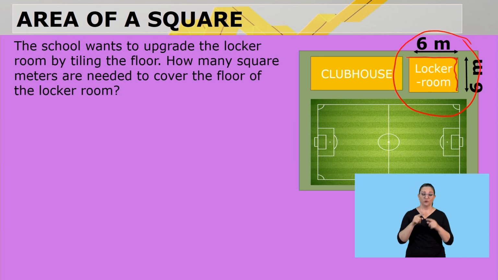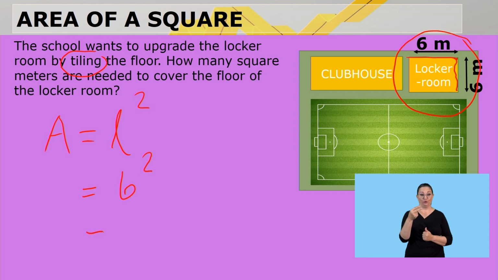So it's a square. And because we are tiling it, we need to calculate the area. The area is length squared, so it's going to be 6 squared, and then it is going to be 36 meters squared.